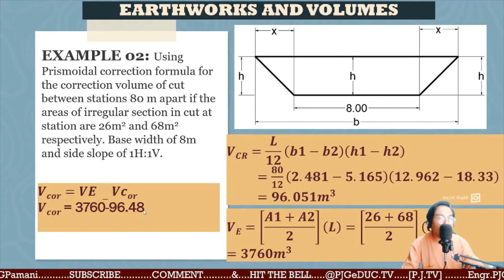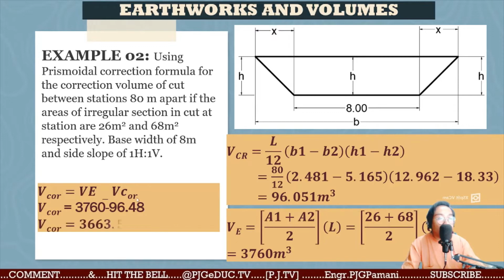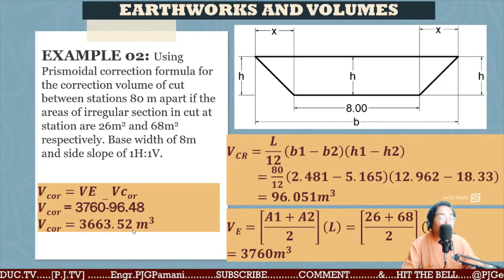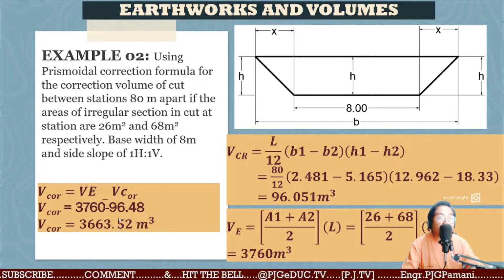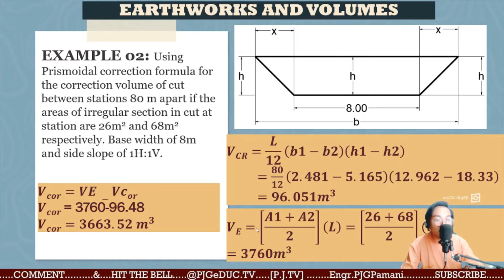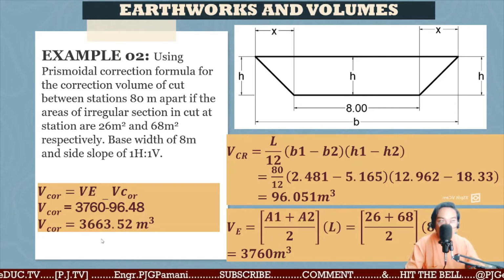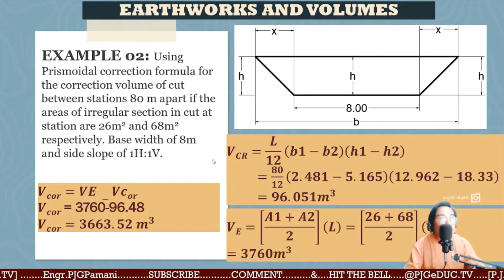So, 3,760 minus 96.051. That was a typo earlier, it is 96.051. So it gives us the corrected volume of 3,663.051, basically 3,663 point something, when you subtract 96.051 from 3,760. Okay? That is just example number 2.